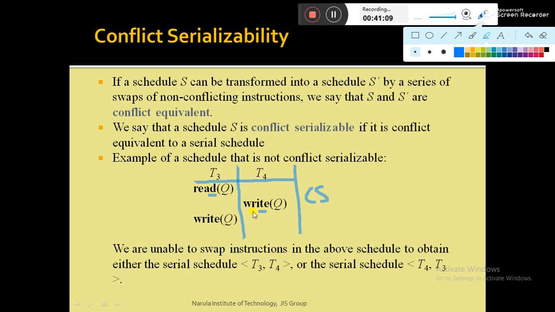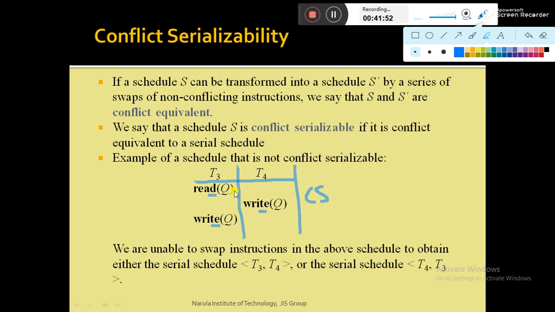Now let's check this one and this one. Here this write Q operation belongs to T4, this write Q operation belongs to T3, and both operations are performed on the common data item Q. Both operations are write operations. So again these two instructions are conflicting instructions. As they are conflicting, you cannot change their order. They will remain as they are in their previous order. So that means the concurrent schedule cannot be altered, and it cannot be converted to any serial schedule.